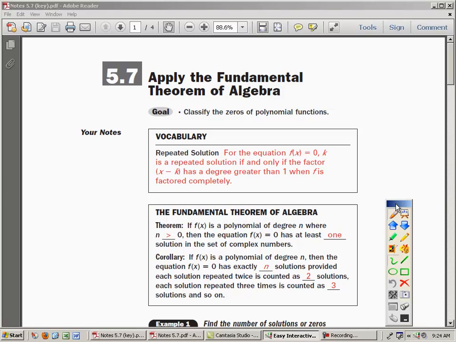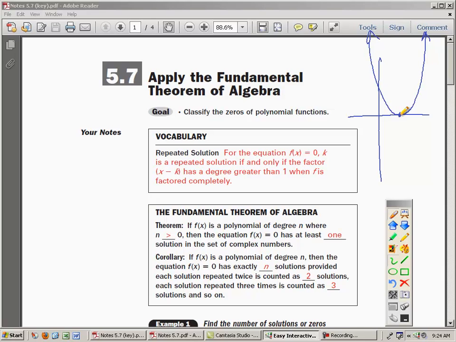Now, the first thing we want to talk about is one key piece of vocabulary, and this is the idea of a repeated solution. So it says for the function f of x equals 0, k is a repeated solution if and only if the factor x minus k has a degree greater than 1 when it's factored completely. All we're saying here, guys, is remember we talked about quadratics that only had a single solution.